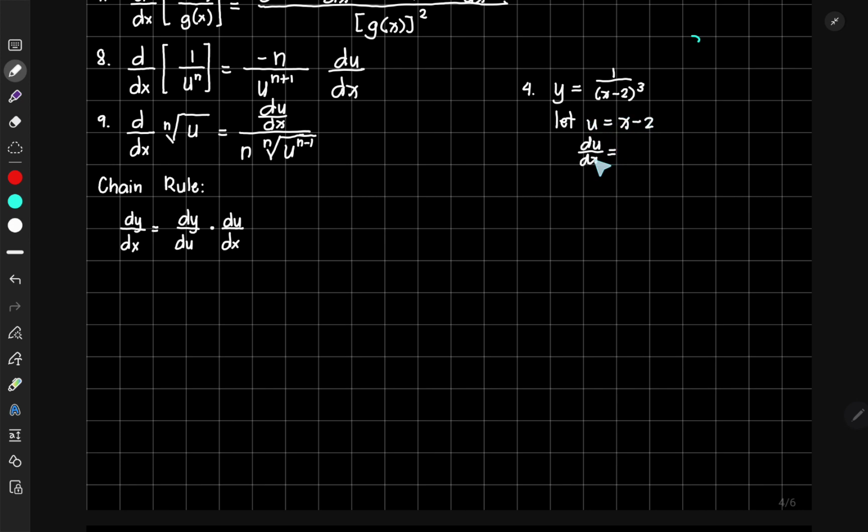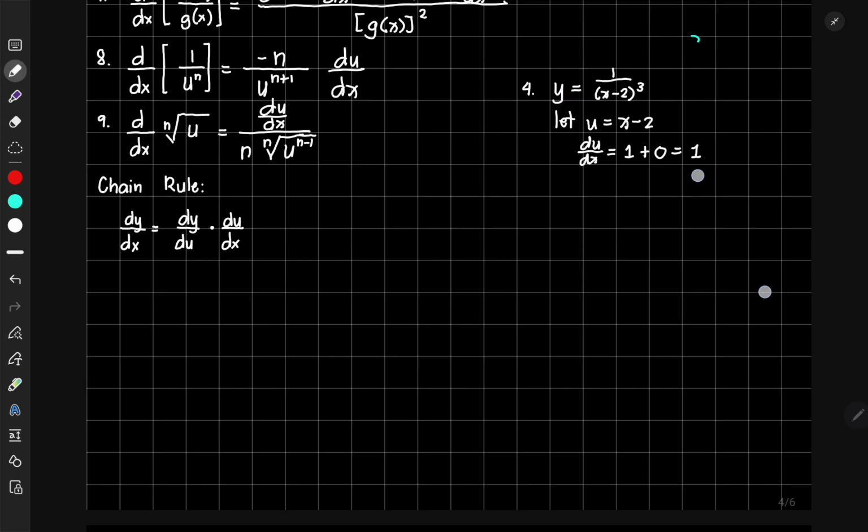So the derivative of u with respect to x is du over dx. The derivative of x with respect to x, that is our second rule earlier, that is the identity, dx over dx, that is equal to 1. Then the derivative of a constant is equal to 0. So the answer here would be equal to 1.